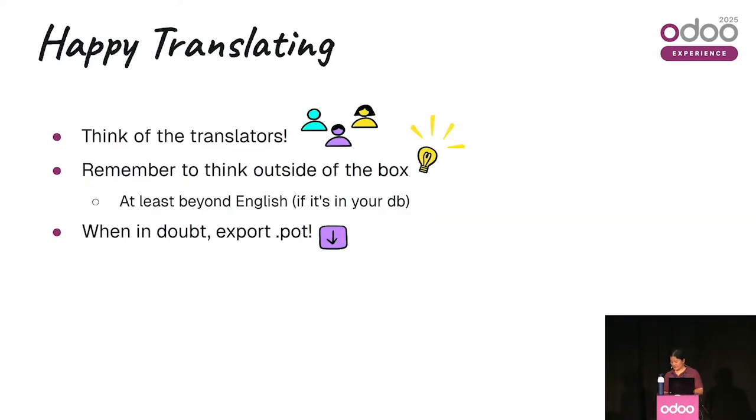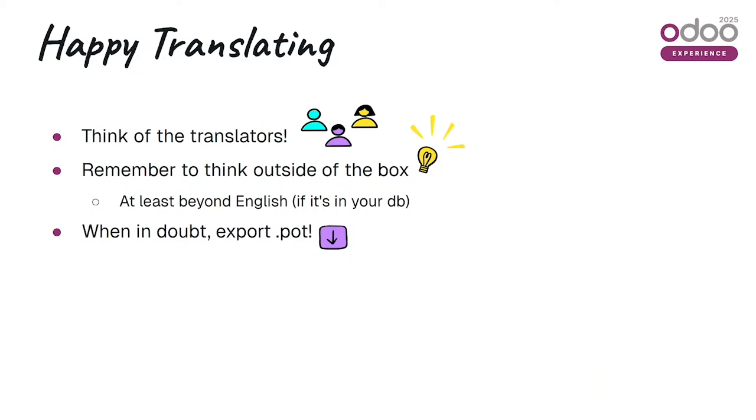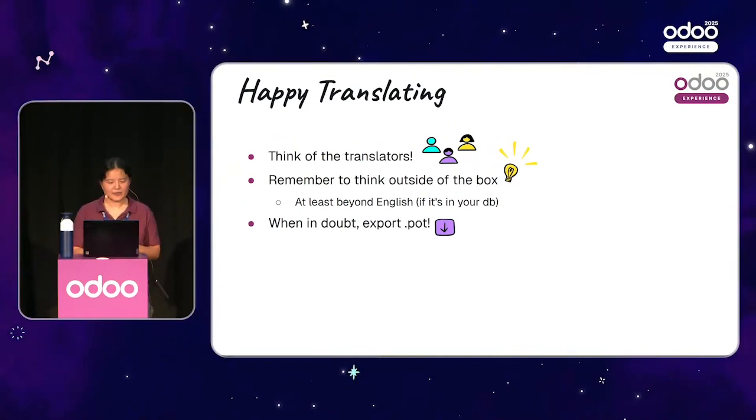Okay, so since I'm running out of time, the conclusion is, remember, the translators are the ones who are going to have to actually look at it later on, and all they have is the PO file. Unless they're a programmer, it's often hard for them to figure out what does this mean, where is it coming from, what's the context. So try to give them as many clues as possible is what I recommend.